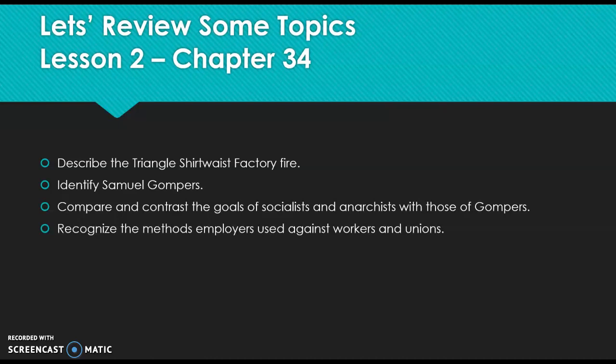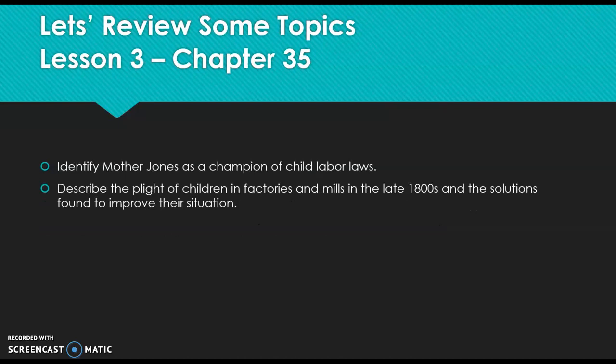In Lesson 2, we were in Chapter 34, and we learned about the Triangle Shirtwaist Factory fire. We also met Samuel Gompers, and we learned that he was a different kind of union leader. He started the American Federation of Labor, and we talked about how he was different than the previous union leaders who were those anarchists that did not believe in law. So go in and review Lesson 2.